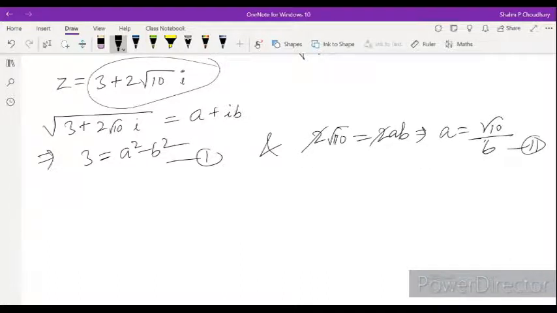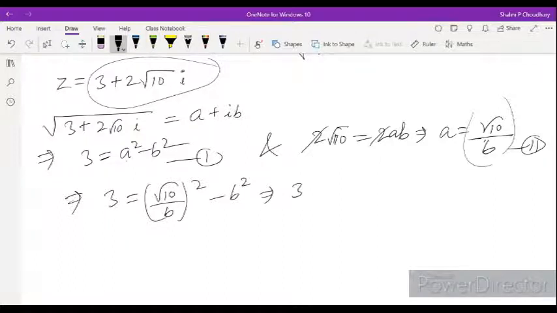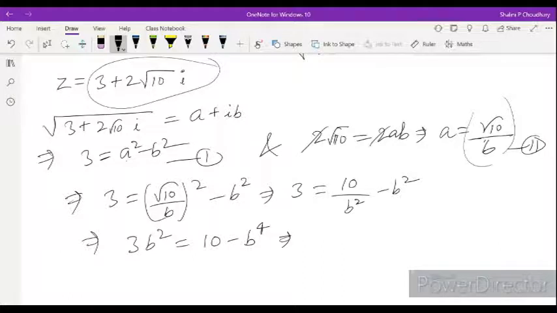This is equation 2. Now putting the value of equation 2 in equation 1, we will get 3 equals a square. So the value of a is this one, square root of 10 divided by b whole square minus b square. So we can write 3 equals 10 upon b square minus b square. So 3b square will be equal to 10 minus b to the power 4. Now we can write b to the power 4 plus 3b square minus 10 is equal to 0.